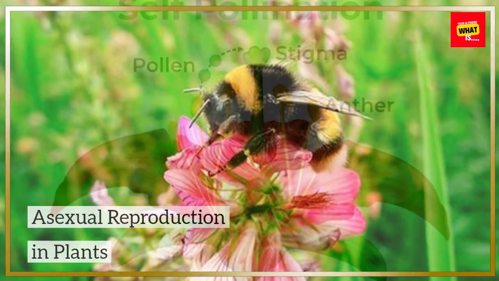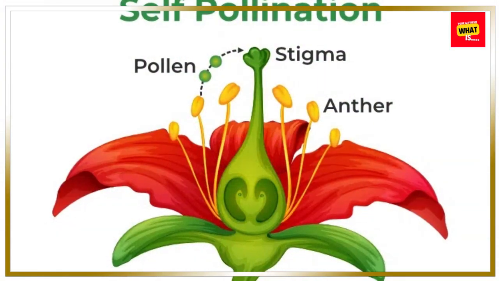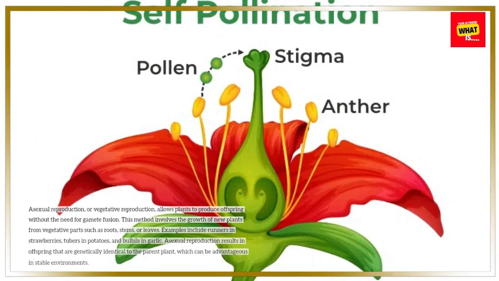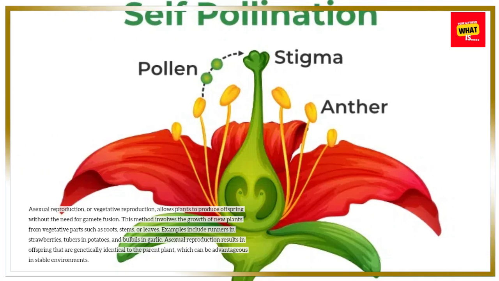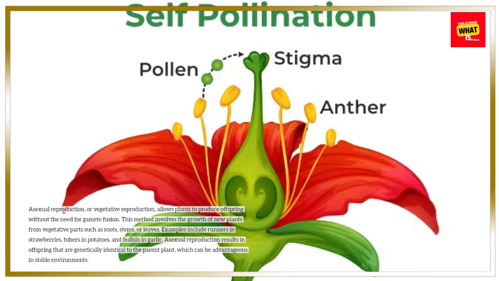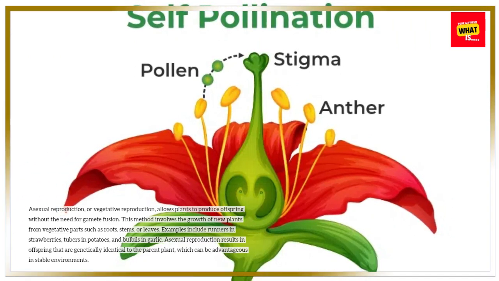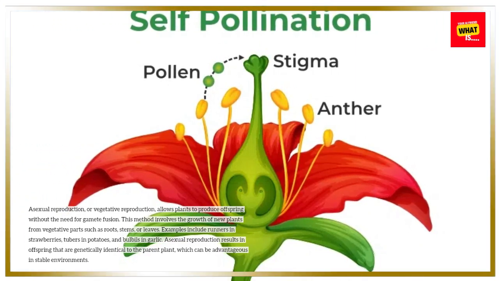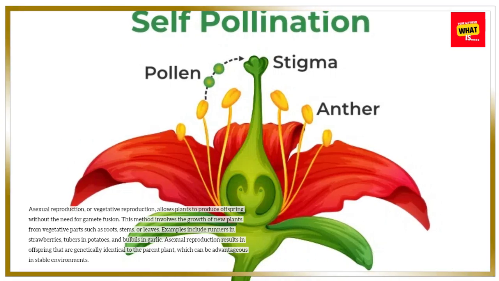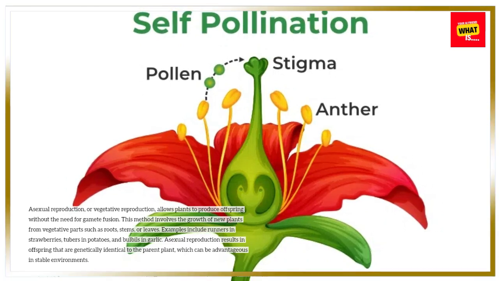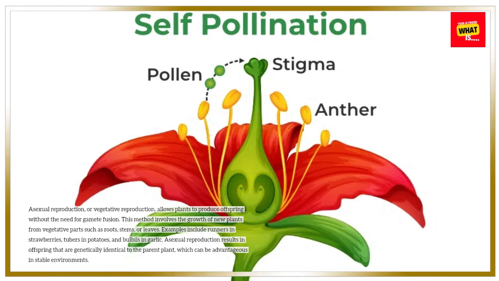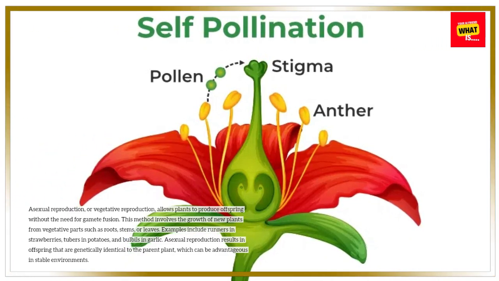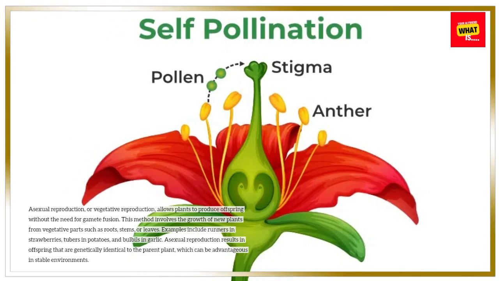Asexual reproduction in plants. Asexual reproduction, or vegetative reproduction, allows plants to produce offspring without the need for gamete fusion. This method involves the growth of new plants from vegetative parts such as roots, stems, or leaves. Examples include runners in strawberries, tubers in potatoes, and bulbils in garlic. Asexual reproduction results in offspring that are genetically identical to the parent plant, which can be advantageous in stable environments.